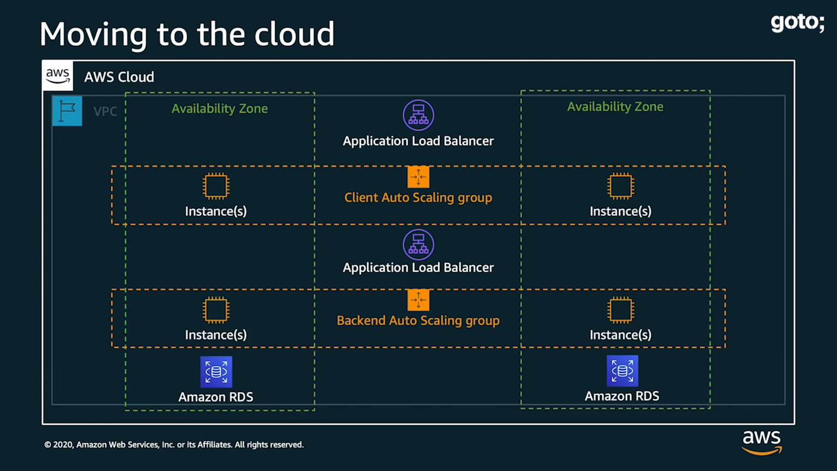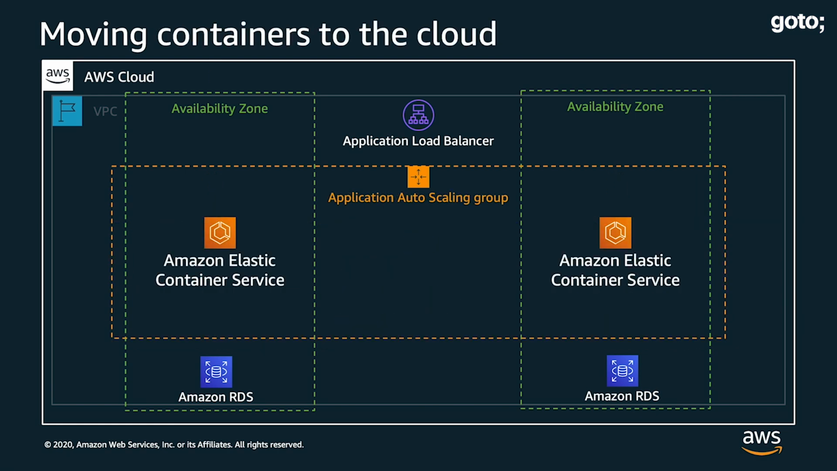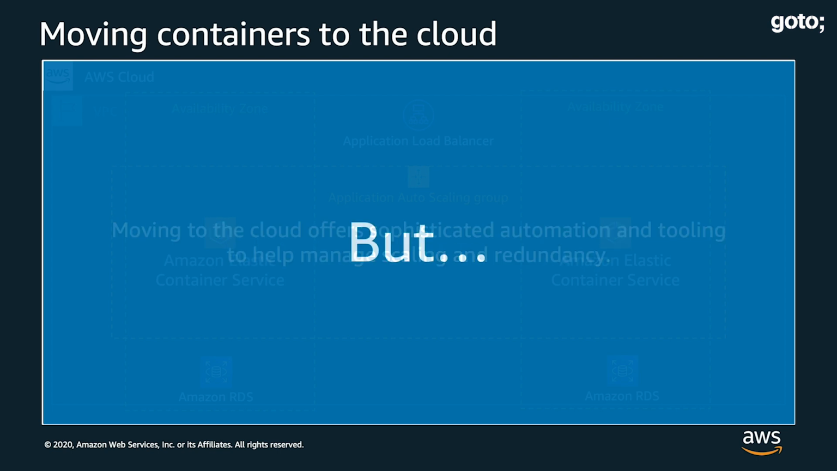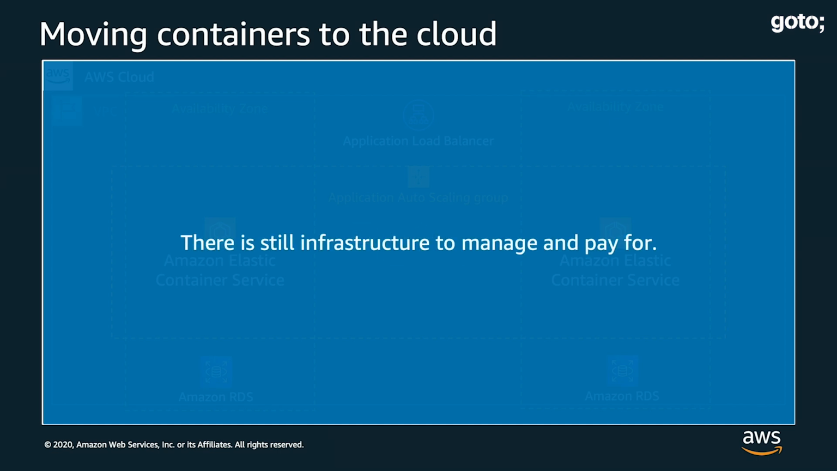What about containers in the cloud? Same thing. So you have the ability to say, look, even if I'm using a managed service like ECS, which is Amazon's Elastic Container Service, you could pull this out and pop EKS in, which is Amazon's Elastic Kubernetes Service, or even Fargate, where that can grow and can add some stuff. But the thing about that is, with these container services, there's still hardware or still infrastructure to manage. Okay. The truth is, moving to the cloud offers sophisticated automation and tooling to help manage scaling and redundancy, but there's still infrastructure to manage and to pay for.